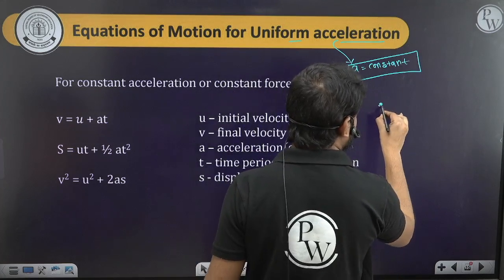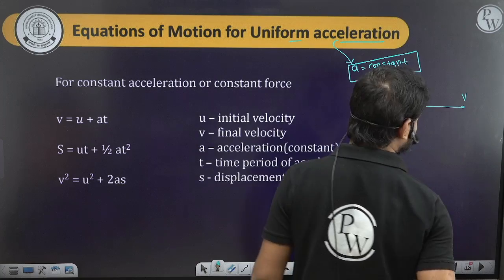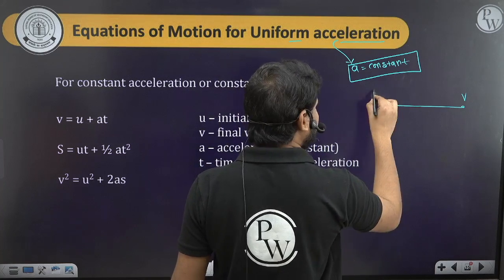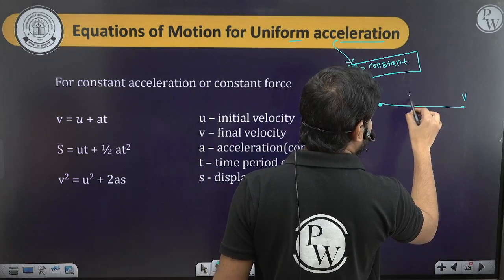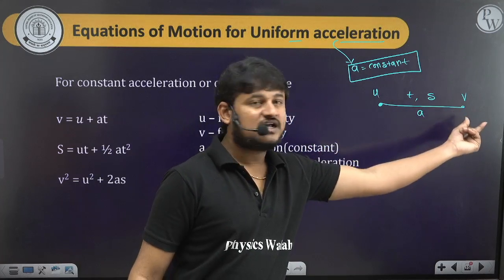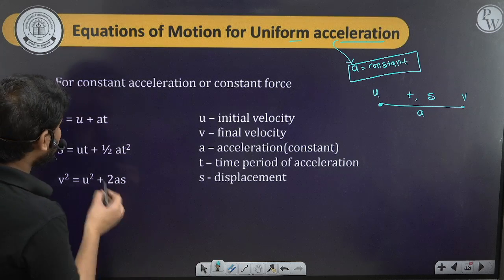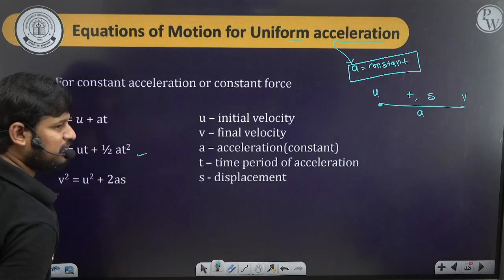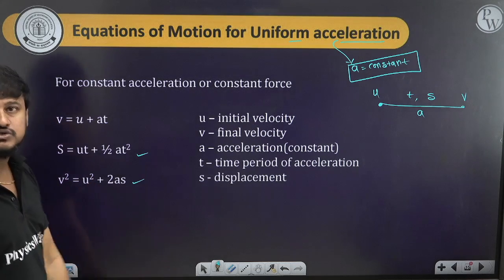Let's suppose a body has started from the origin, and then reaches some final velocity v. Or let the initial velocity not be 0, let u be the initial velocity, and let the acceleration of the body be a, and in some time t the body covers a displacement s. So its initial velocity is u, and after reaching some point its velocity is v. Then we have three kinematic equations: v equals u plus at, s equals ut plus half at square, and v square minus u square equals 2as, or v square equals u square plus 2as.